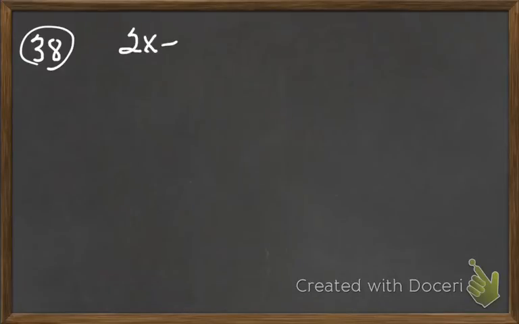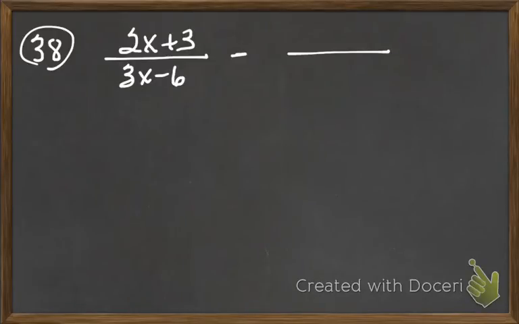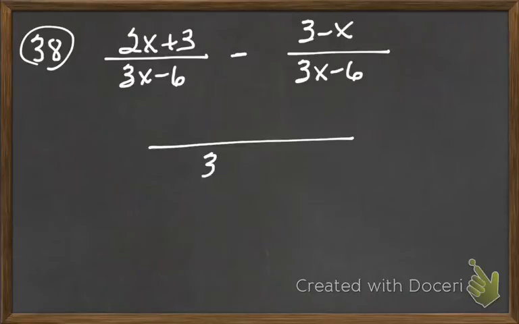So we have (2x + 3)/(3x - 6) minus (3 - x)/(3x - 6). So again, we can't add or subtract fractions unless we have a common denominator. And they were nice to us. We already have a common denominator, so we can go ahead and combine these two fractions.